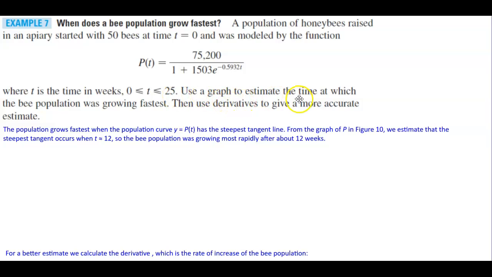We're going to use a graph to estimate the time at which the bee population was growing fastest, then use the derivative to give a more accurate estimate. Now the population grows fastest when the population curve y equals p of t has the steepest tangent line. So let's take a look at the graph here.